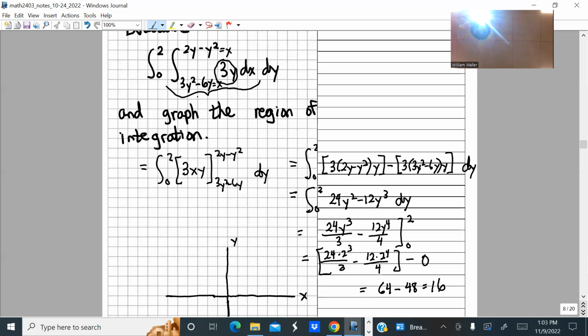So we're getting closer to our region of integration. Let's see if we can figure out what those parabolas are. So this first one, x equals 2y minus y squared. How do y'all want to graph that one?